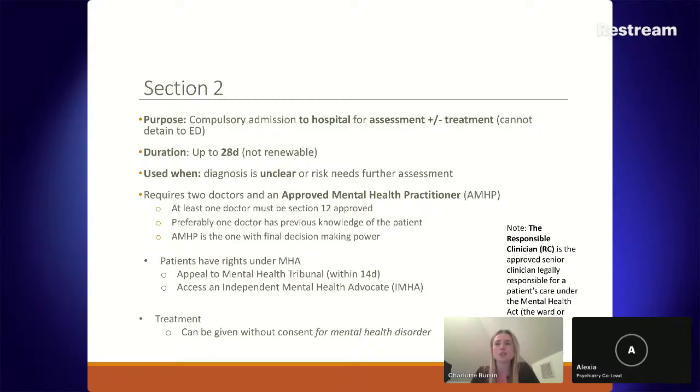In these situations, it's often because the AMP feels that there is a less restrictive alternative. So, for example, they've identified that the patient could be treated safely in the community instead of needing to come into hospital.